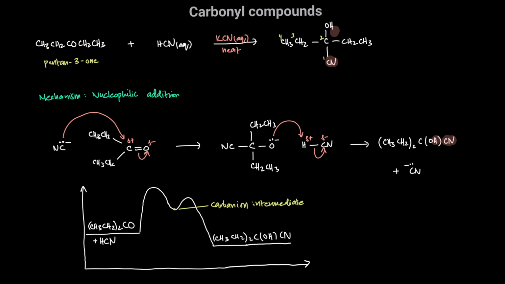Okay, that's this anion over here. Okay, this is our intermediate. So we get a negatively charged intermediate in this mechanism. On the y-axis we have energy or enthalpy, and on the x-axis we have reaction progress or reaction coordinate.